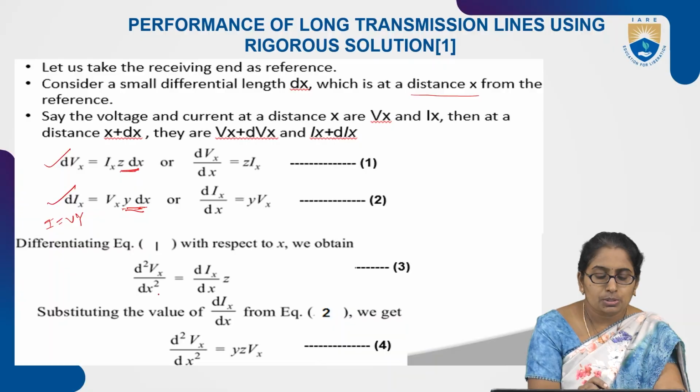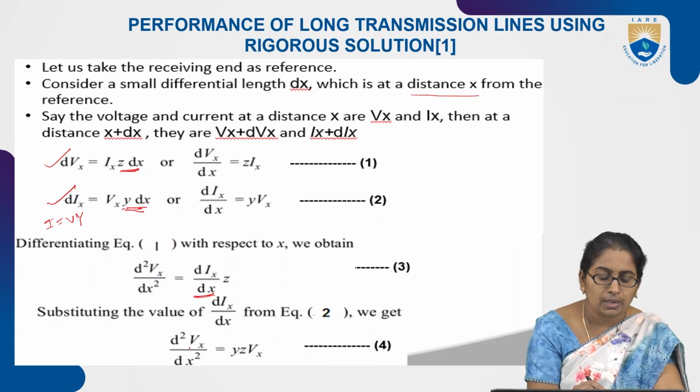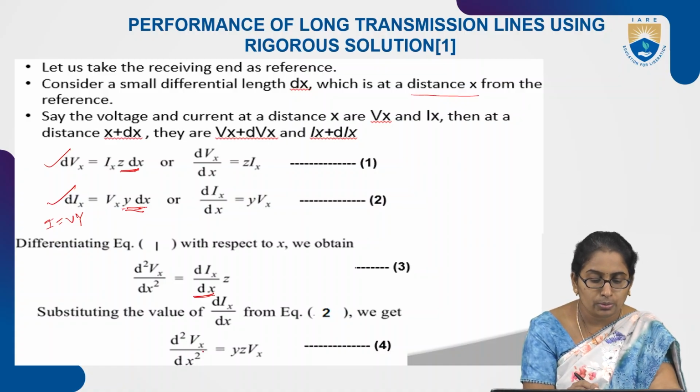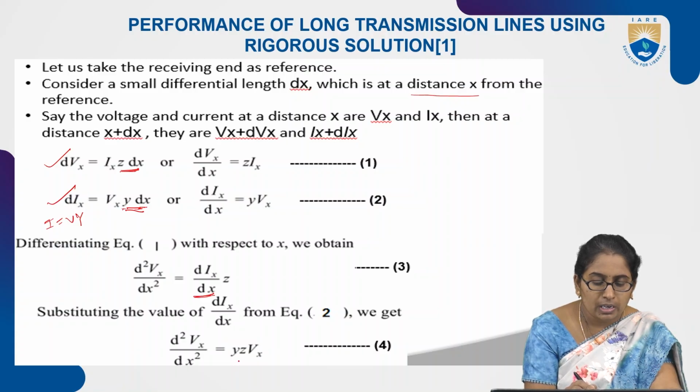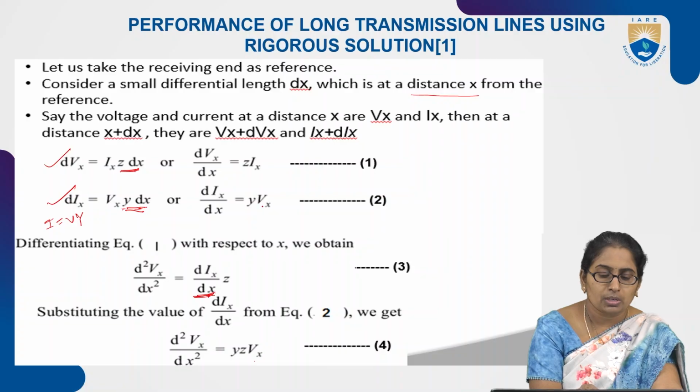Now substitute from equation 2 here: from equation 2, substitute dIx by dx. From that, it is obtained that d square Vx by dx square is equal to z into y Vx, so in place of this it is substituted.